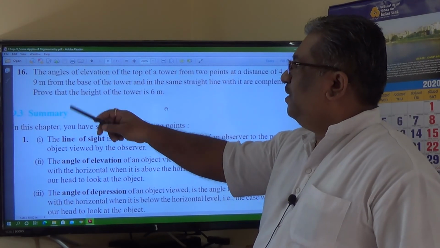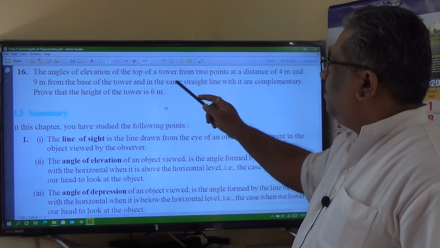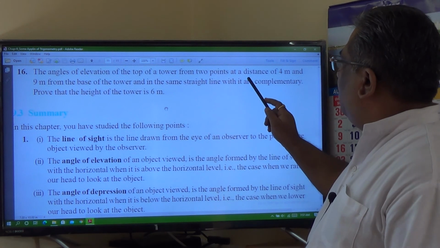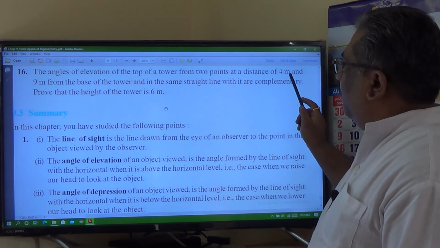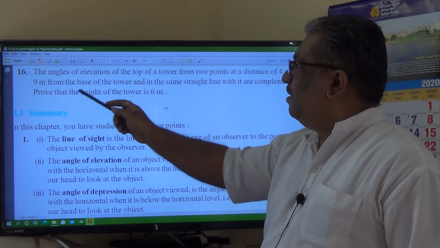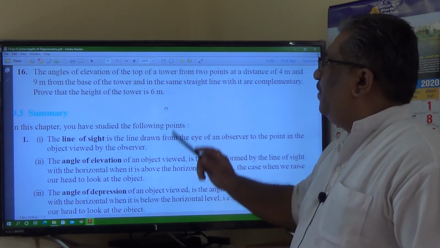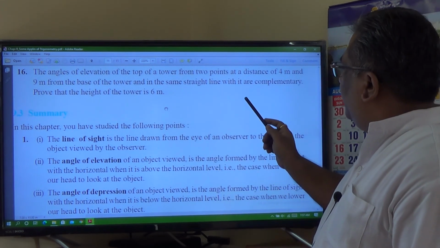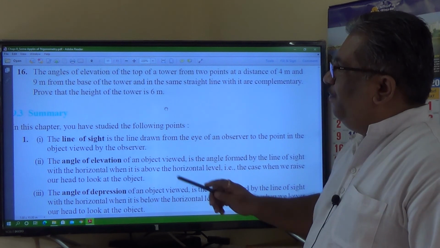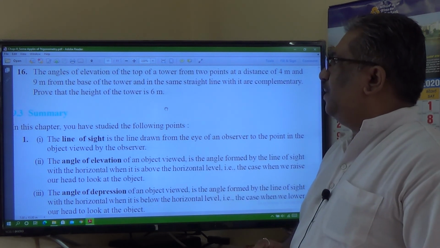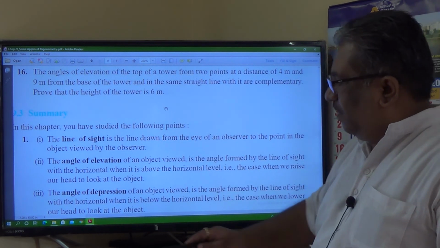Last question, 16. The angles of elevation of the top of a tower from 2 points at a distance of 4 meter and 9 meter from the base of the tower and in the same straight line with it are complementary. Prove that the height of the tower is 6 meter. Let us solve on the board.